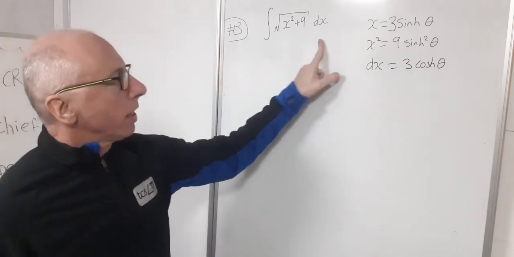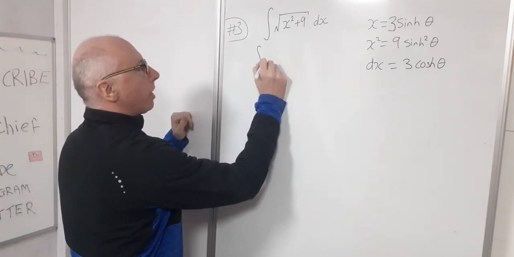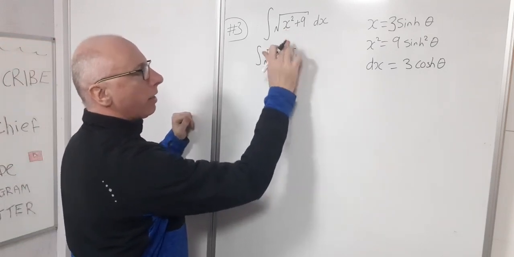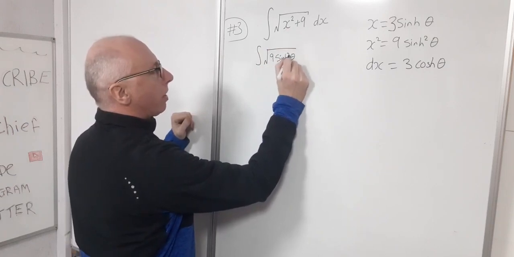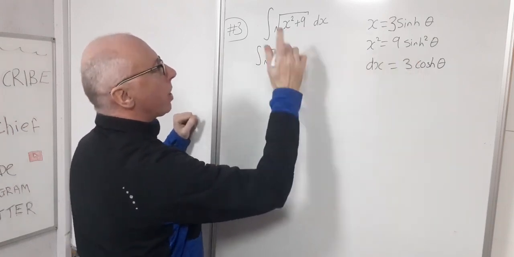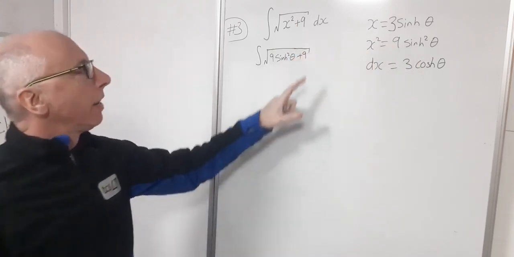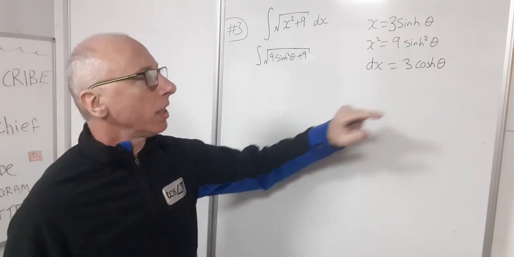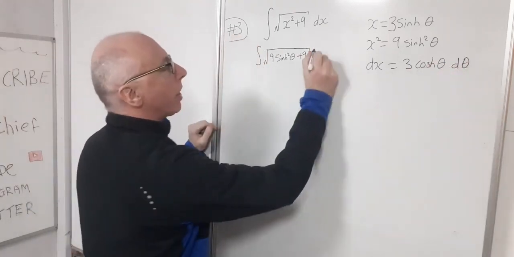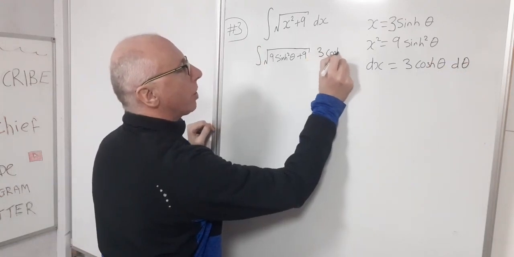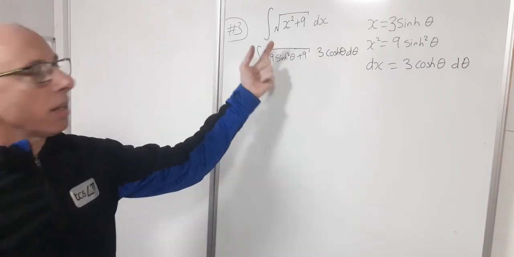So now we're ready to plug this into our theta variable. So now our integral is the square root of x squared, which is 9 sinh squared theta, and then plus 9. So that's all inside my radical, and then my dx is 3 cosh theta, and as it's the derivative I want d theta. So now we're writing here 3 cosh theta d theta. So now all with respect to theta, there's no x in here.